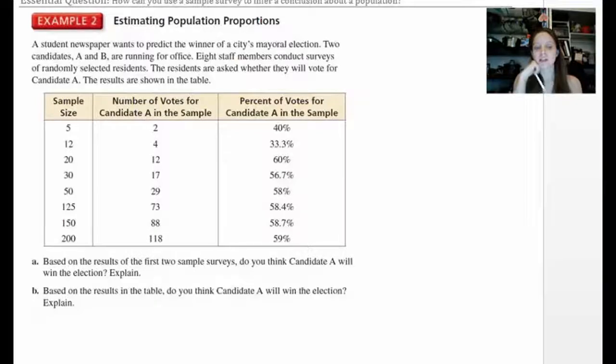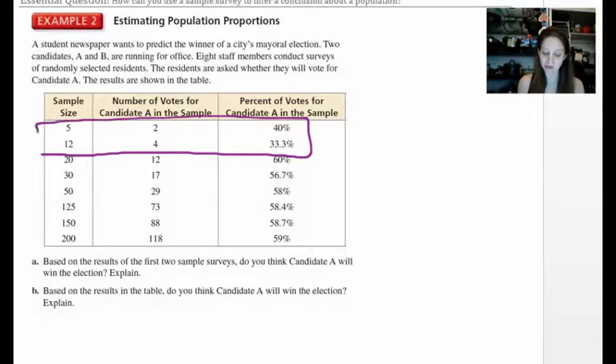So what we're going to answer here is A. Based on the results of the first 2 sample surveys, do you think candidate A will win the election? Explain. So simply looking at the top 2 rows, if we had no other pieces of information, do we think candidate A would win? No. In both of these 2 sample surveys, candidate A would lose. They would get less than 50% of the votes.